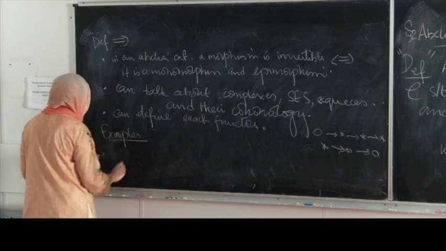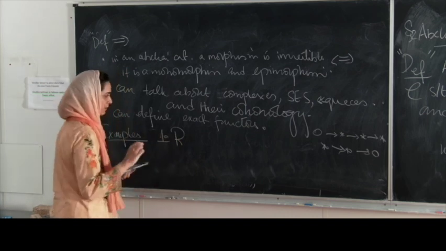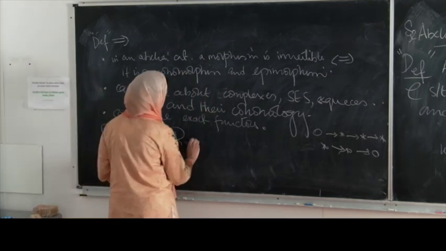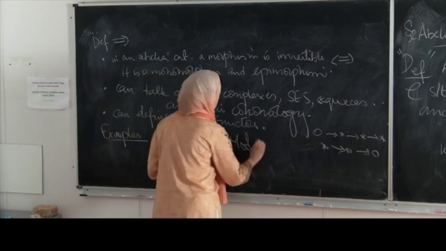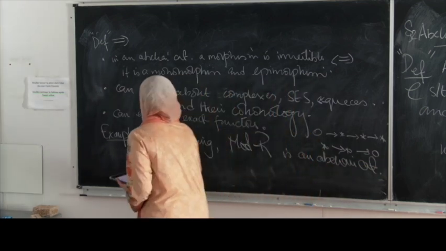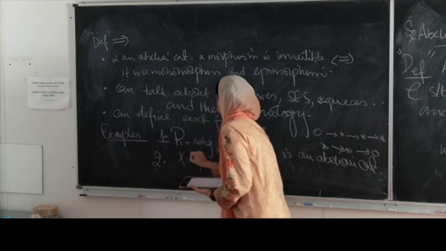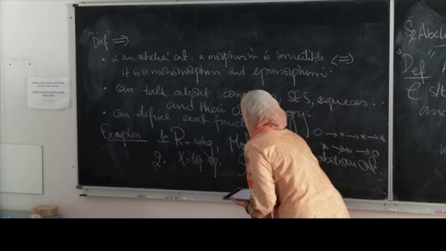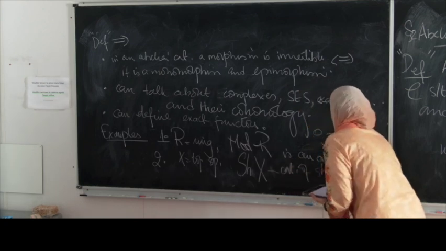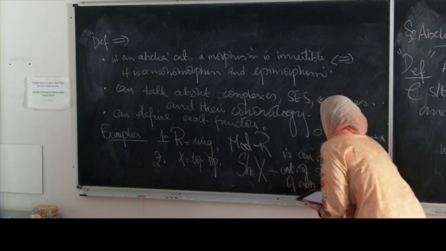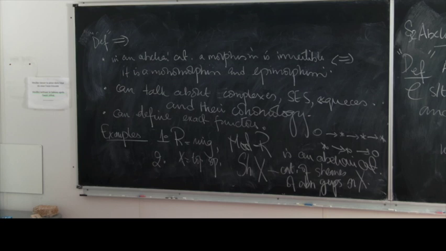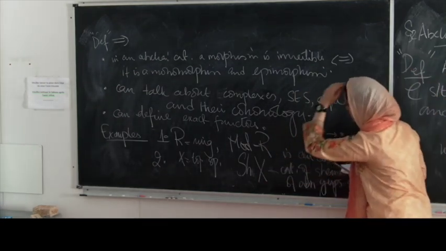All right, so examples. These are two very important classes, I'll say in a minute why, examples of classes of abelian categories. One, if R is a ring, then you take modules over R. This is an abelian category. And two, if you take X to be a topological space, then SH(X) is the category of sheaves of abelian groups on X. So if you know about sheaves, well and good, otherwise we can just skip this for the moment.